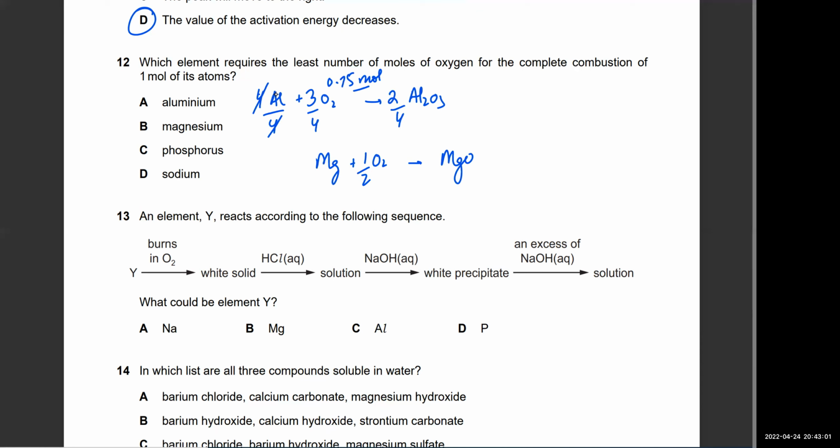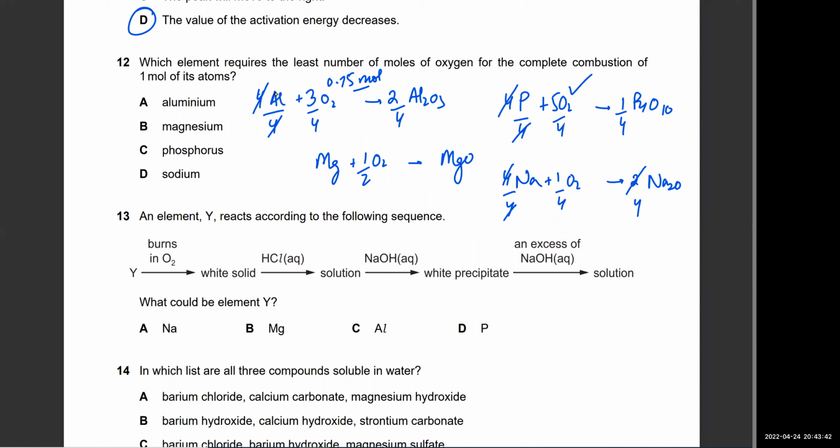Phosphorus: what do you do with phosphorus? Phosphorus plus oxygen ends up producing P4O10. So you're going to have 4 P and 5 O2. You have to make it 1 mole, so it's divided by 4. Divided by 4, that gives you 1.25. So the amount of oxygen is 1.25. And sodium is going to be Na2O. 2 and 4, divide everything by 4 so that sodium becomes 1. So it's going to be 1 by 2.